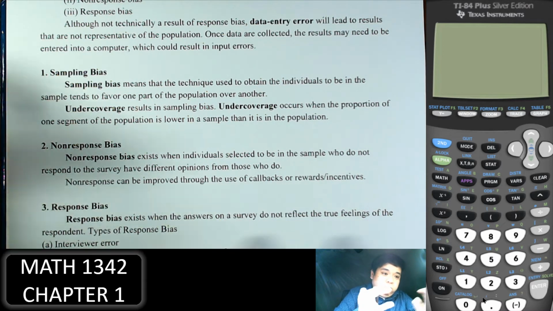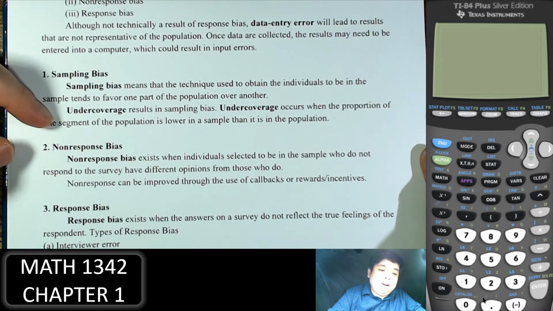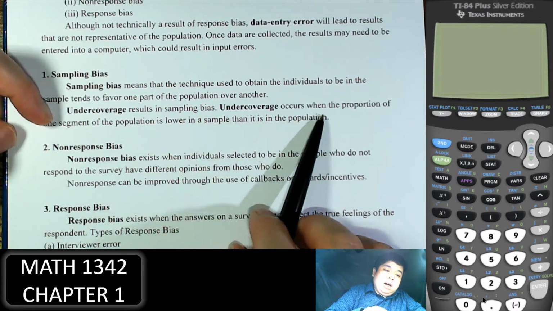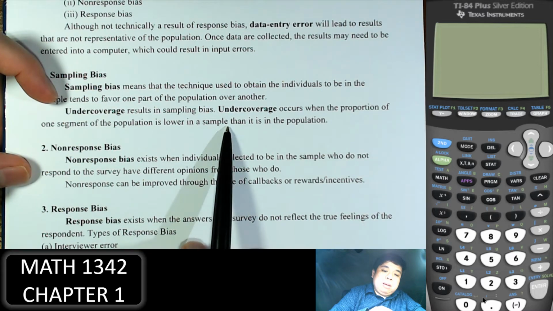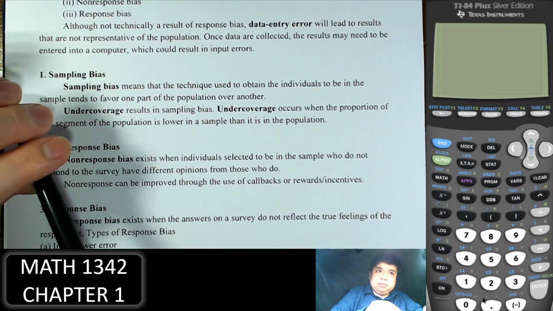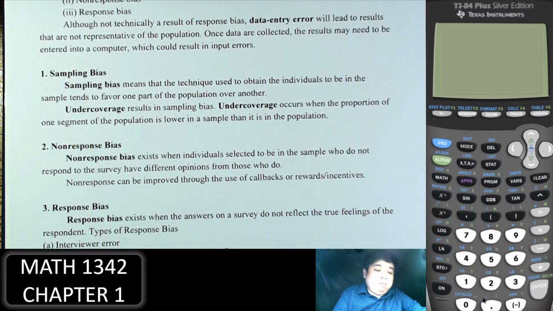And none of that is a good sample. Undercoverage results in sampling bias when the proportion of one segment is lower in the sample than it is in the population. A very good example of this is the House of Representatives. Based on the population of the state, California, which has the most people, has something like 50-something members of the House of Representatives.